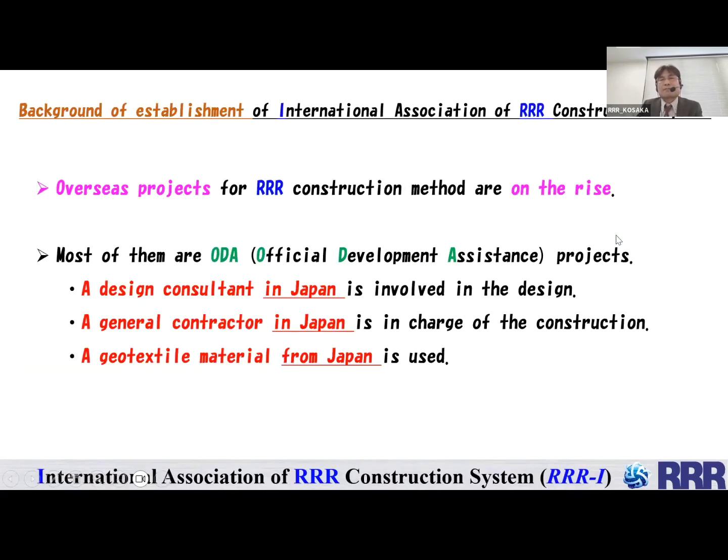I will explain the background of the establishment of our association. Now, overseas projects for the serial construction method are on the rise, but most of them are ODA, Official Development Assistance projects. So a design consultant in Japan is involved in the design, a general contractor in Japan is in charge of the construction, and geotextile material from Japan is used.